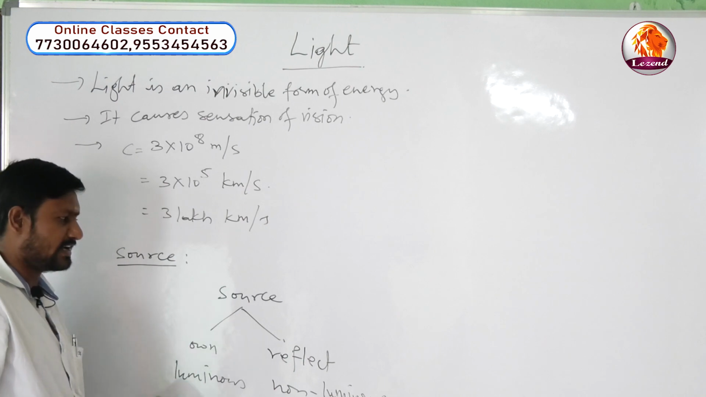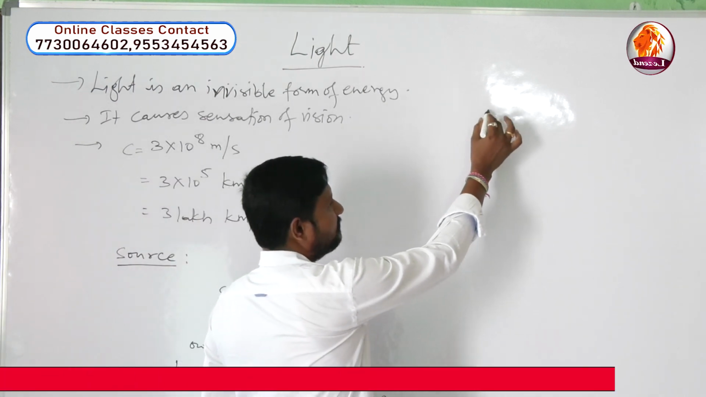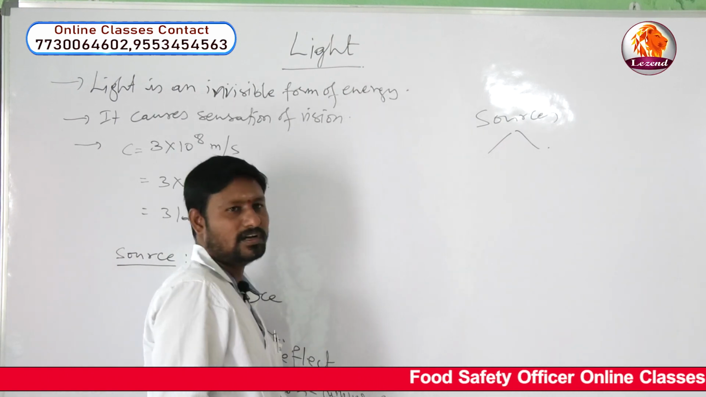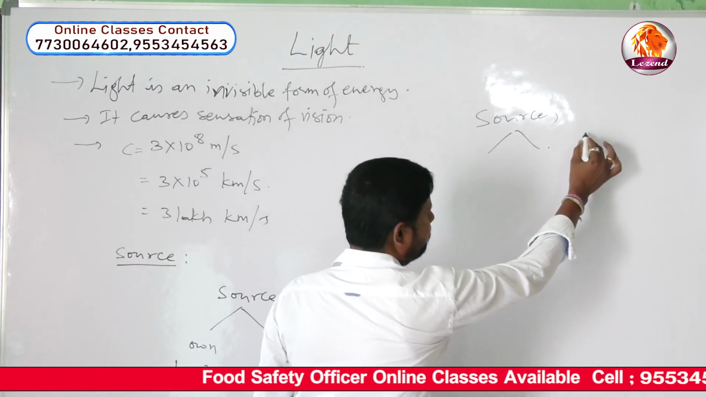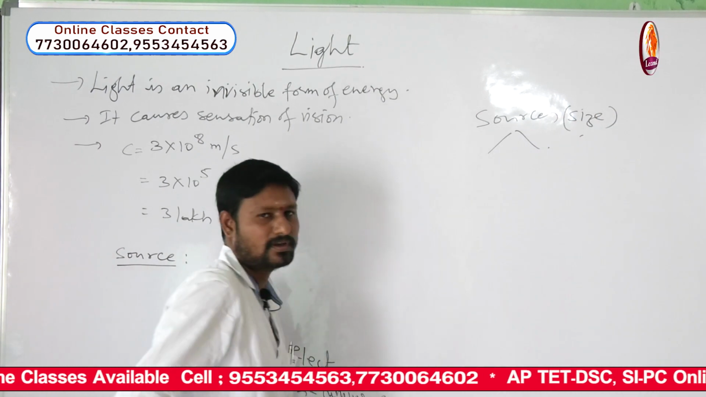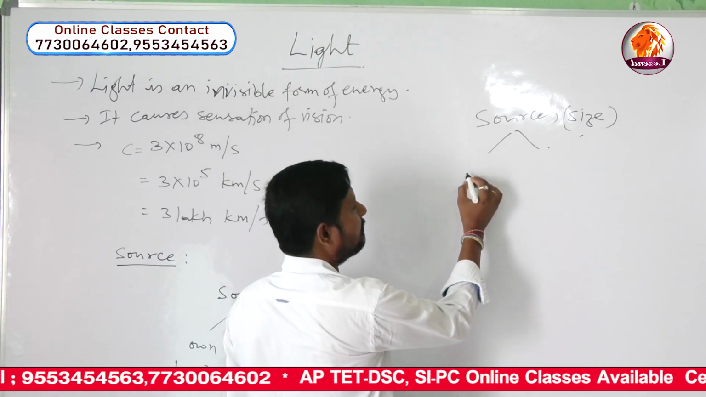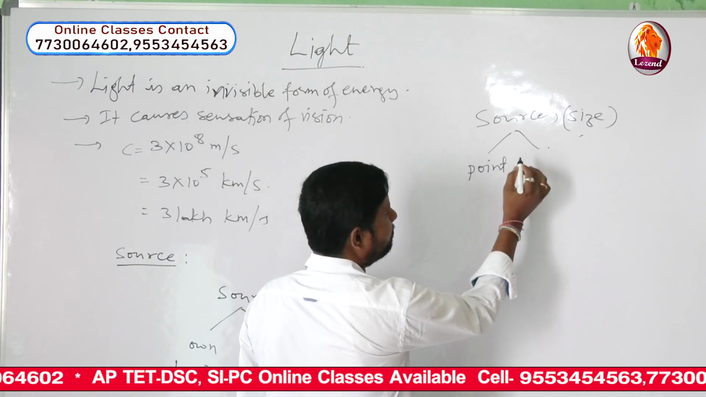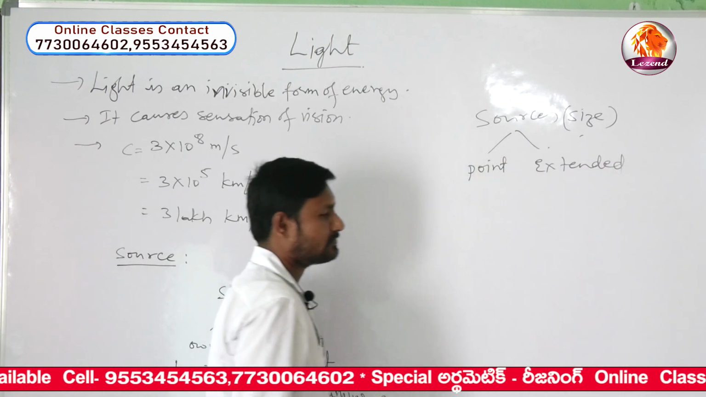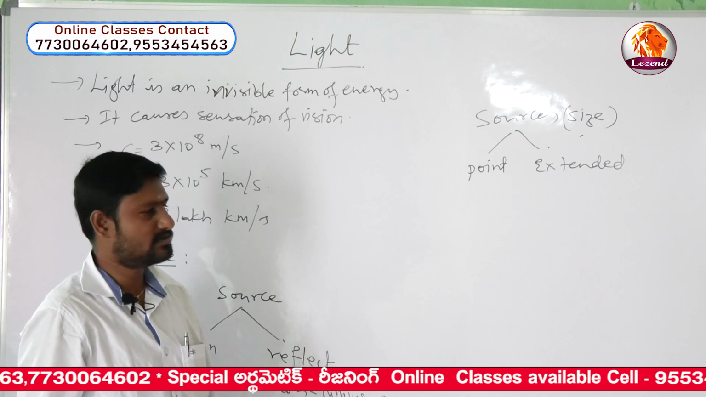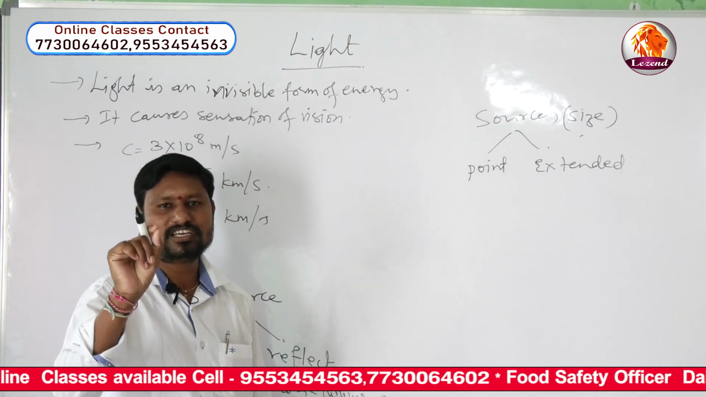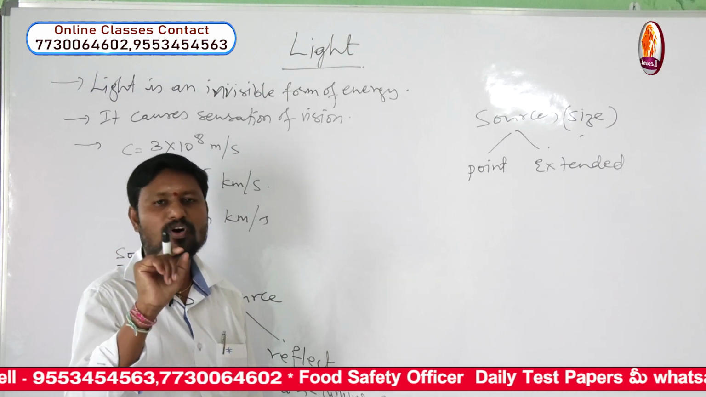This is one type of classification, and the other type of classification for the sources is depending upon the size. One is point source, and the other is extended source. Point source of light: what is meant by point source? The size of the source which is equal to the tip of the pinhead.